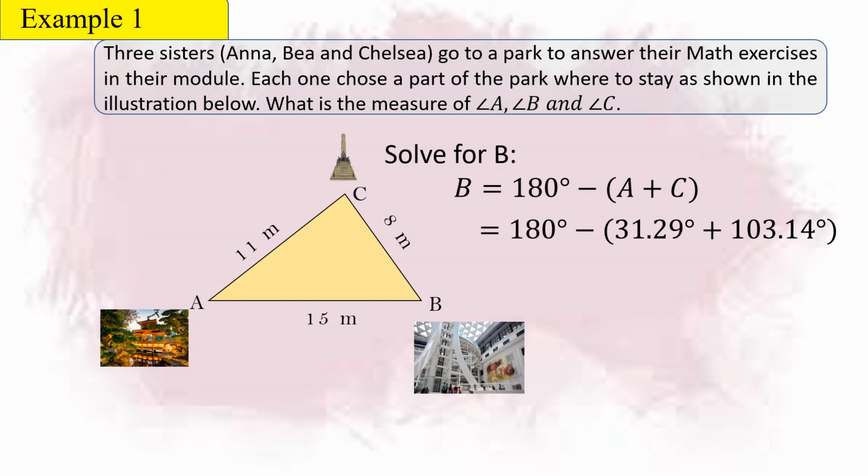And then i-add nyo lang yan. And then that makes 134.43 degrees. And then i-minus nyo lang siya from 180 degrees. And that makes B is equal to 45.57 degrees. Okay? So, yun na yung value ng ating angle B.